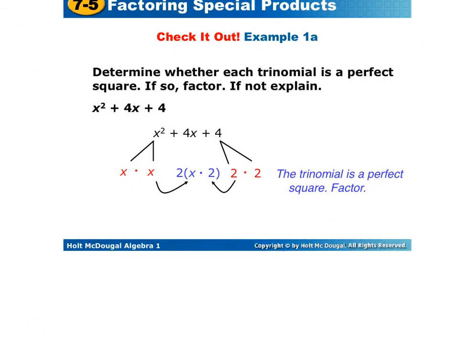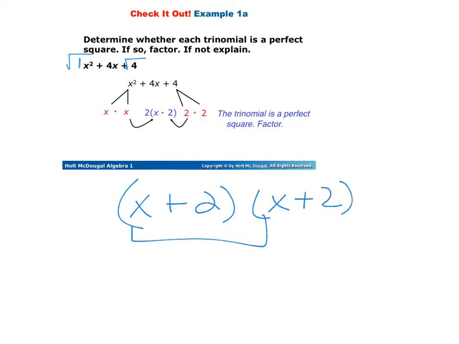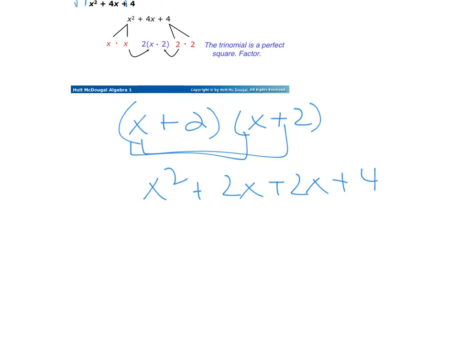Okay, the next one. Here, if you notice, the number in front of here is 1, and 1 is a perfect square. So yes, this is a perfect square trinomial. And when I square root this and square root this, I get 1x, and then I get square root of 4 is 2. If I write it 2 times and FOIL it, it does go back to my original. So yes, this is a perfect square trinomial.